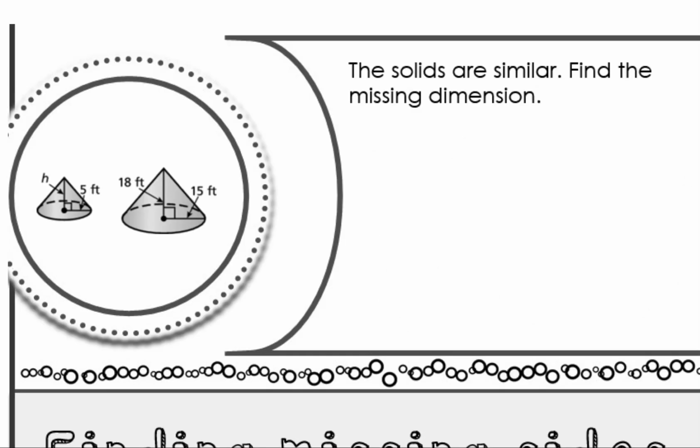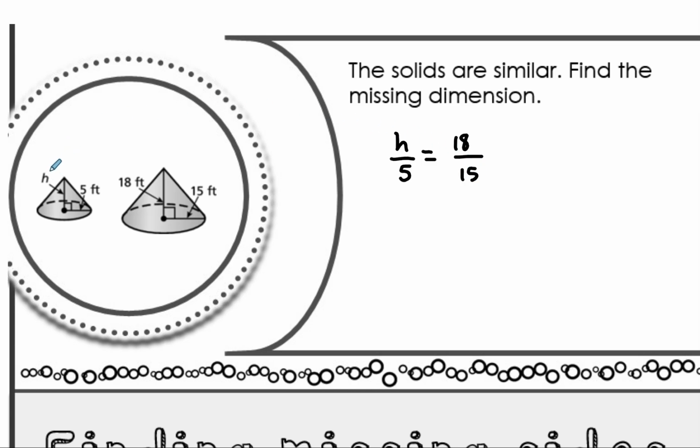All right, let's take a look at our next one. So finding missing sides. When we're looking for missing sides on two similar figures, we are setting up and solving proportions to help us find missing values. So here it tells us the solids are similar, find the missing dimension. So I have h for my height and 5 feet. So I'm going to write h over 5 for the 5 feet. And then I'm going to write 18 over 15.